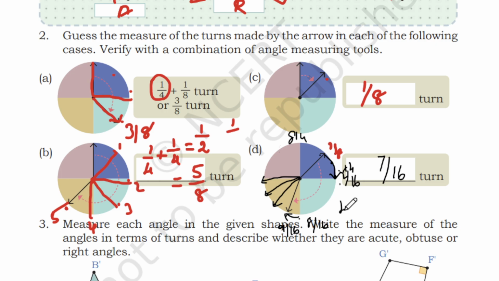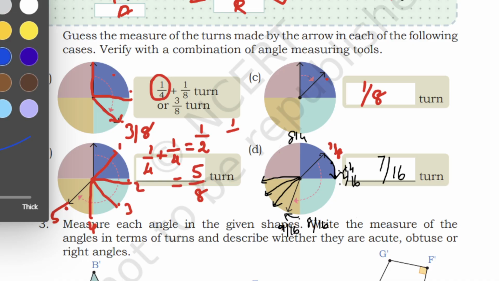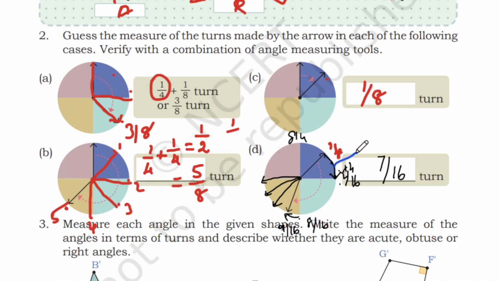So this part is 4 by 16. Wait, students, I'll write in red color so that you will be easily understanding, or blue one. Okay, so here you have 2 by 16 part, and here you have 4 by 16, and here only one more, so it is 1 by 16. So 2 plus 4, 6, plus 1 part is 7 by 16 turns. Okay.